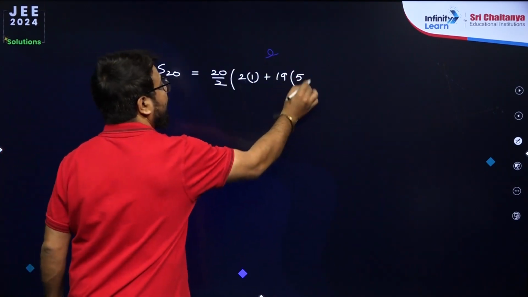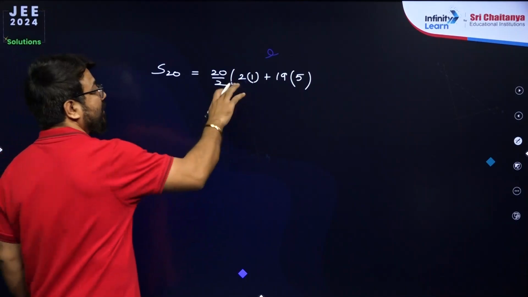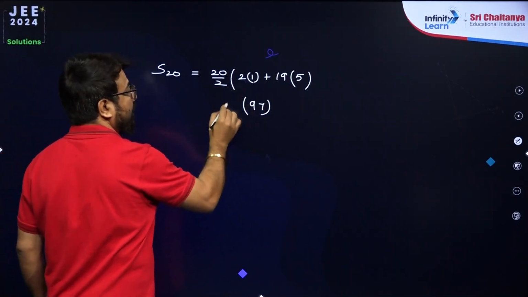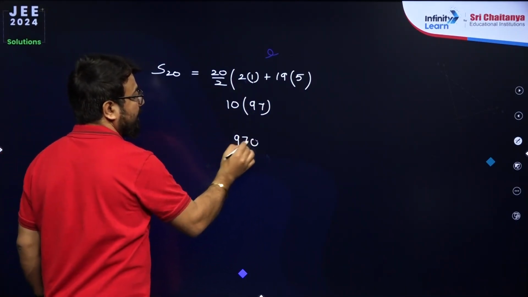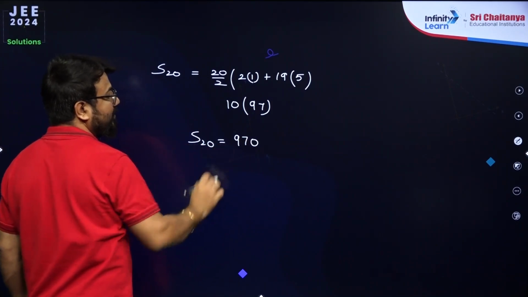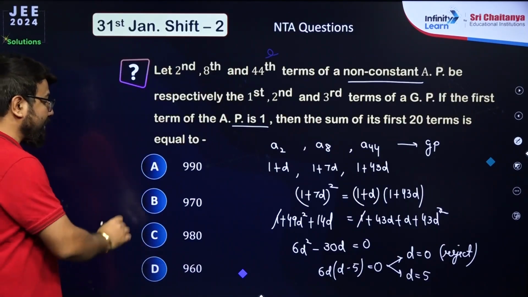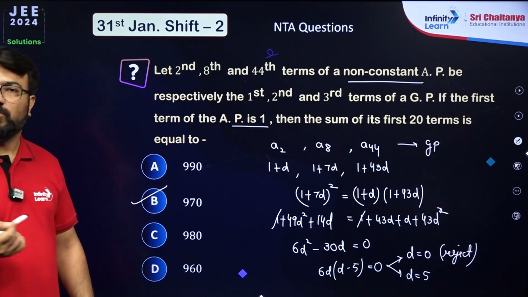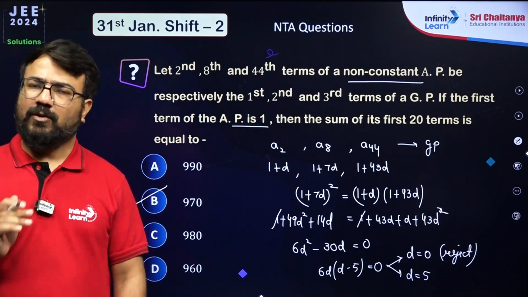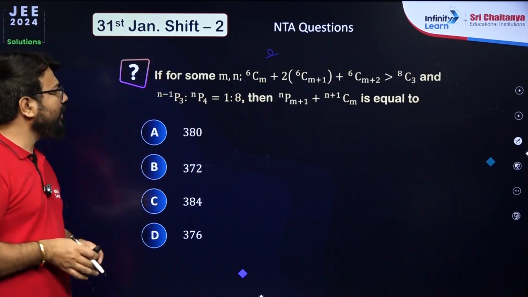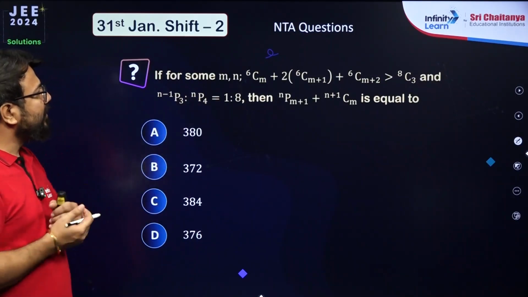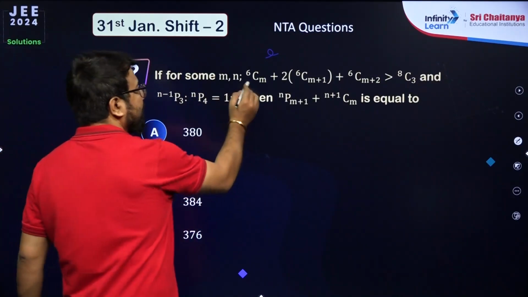That is 5. 19 5s are 95. 95 plus 2 into... this is 10. So the result becomes 970. So the sum of 20 terms will be 970. 970 is given to us in option B. That is why option B will be the final answer. I hope you understood this problem. Going forward, here is an expression being given to us. 6 cm.